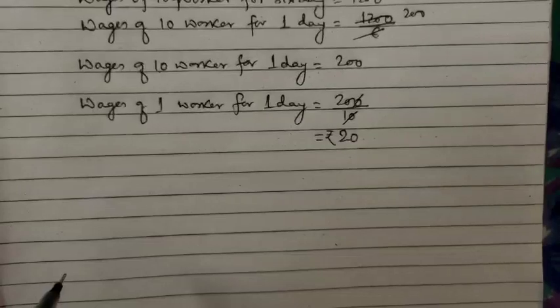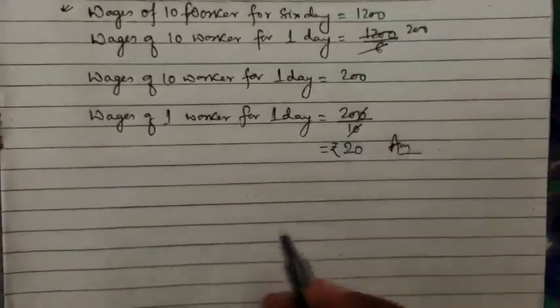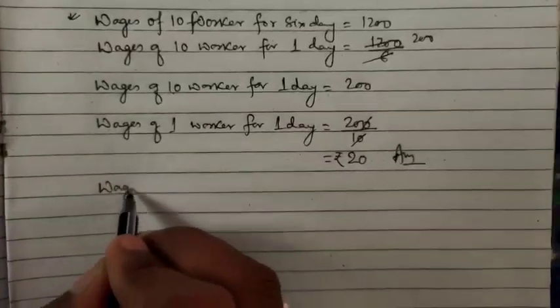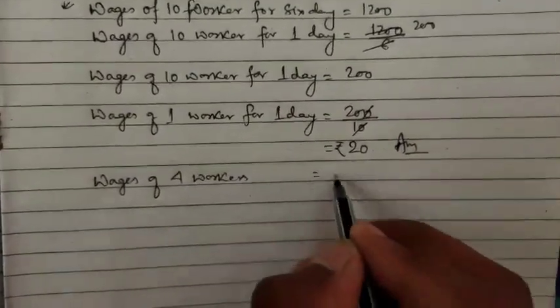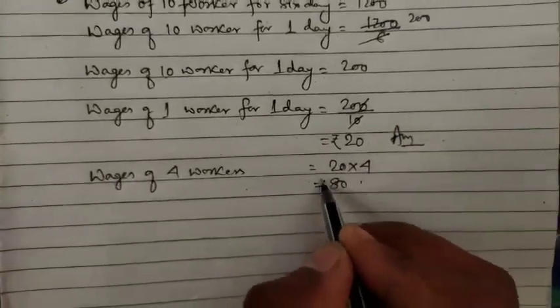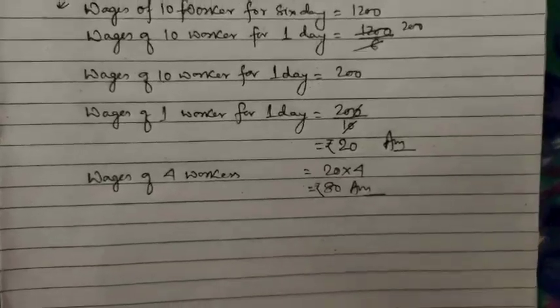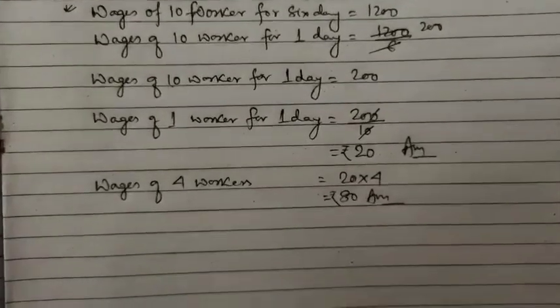Now the second question has asked for 4 workers. If we have to find for 4 workers, the first answer will be this. Second, wages of 4 workers is equal to 20 into 4. 4 twos are 80. This much will be the answer. Hope that this question is clear and this exercise is also finished.